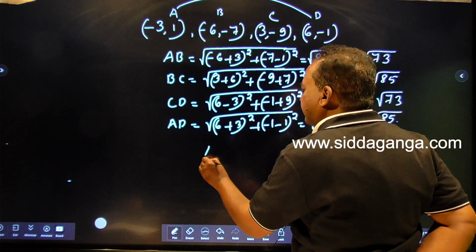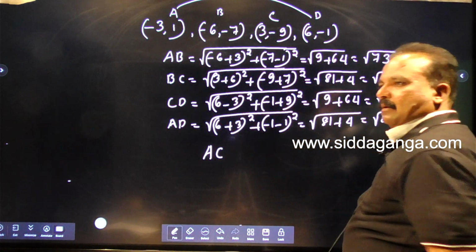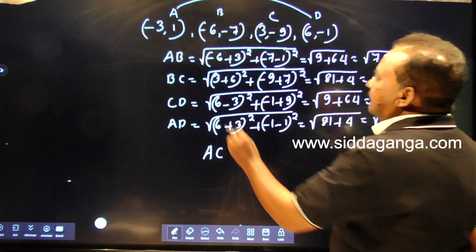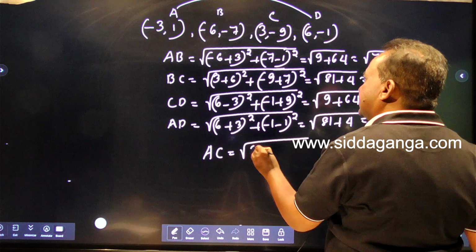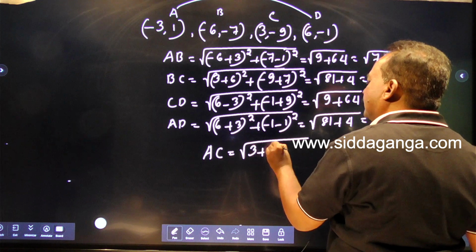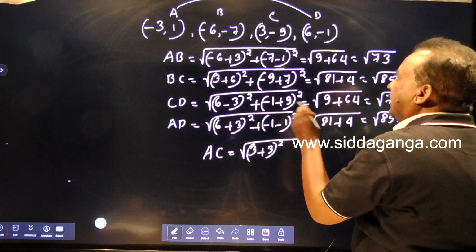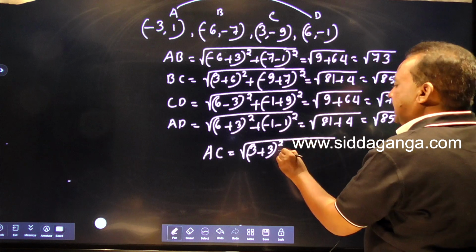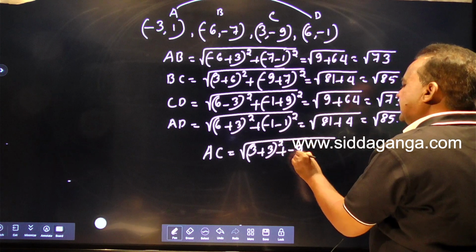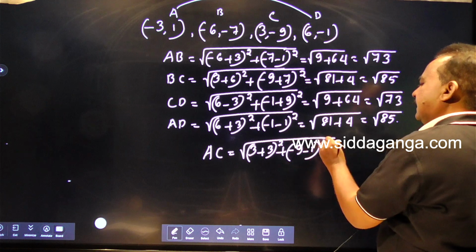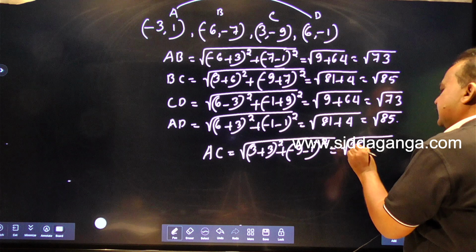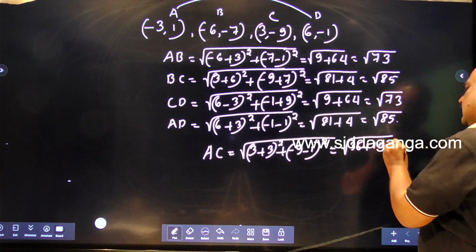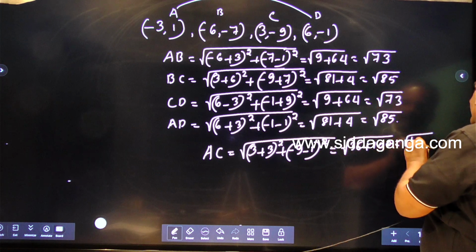What is AC? First and third vertex, square root of 3 plus 3, whole square, plus y2 minus y1, minus 9 minus 1, whole square. 3 plus 3 is 6, square is 36, plus 100. That gives you root 136.